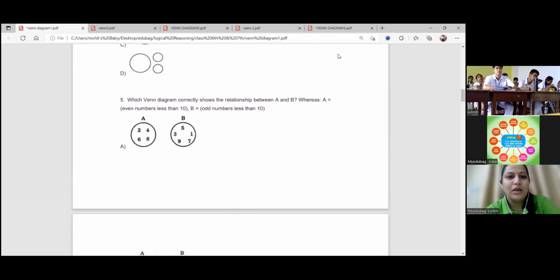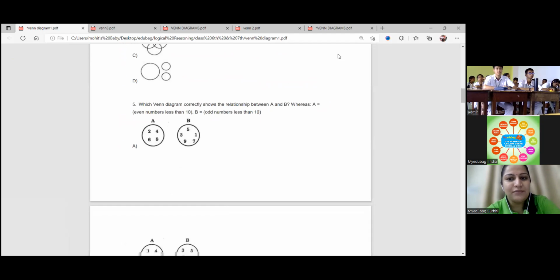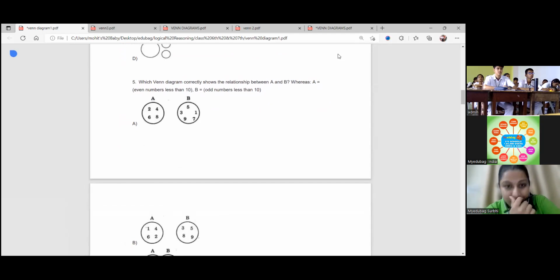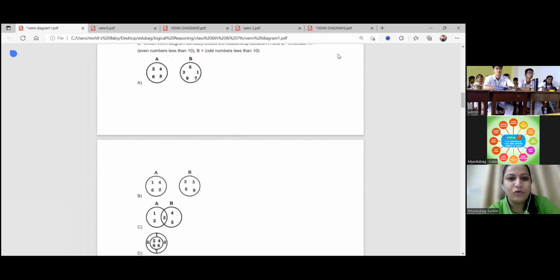Okay. Which Venn diagram correctly shows the relationship between A and B, where A is equal to even numbers less than 10 and B is odd numbers less than 10? Okay. So there are some Venn diagrams. Just see there are 4 Venn diagrams. So what will be the correct answer? It is the first one because we do not have any common number between even and odds.